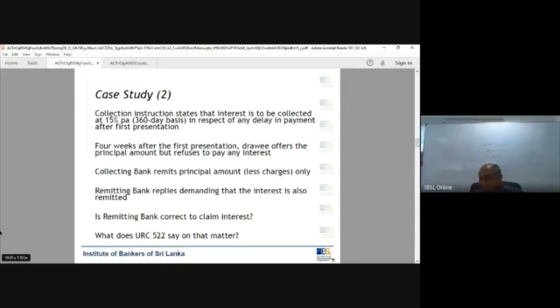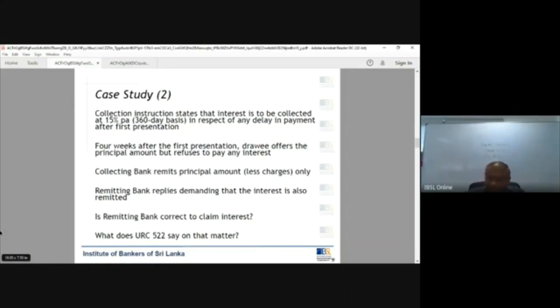Same question. Right? 4 weeks after the first presentation, drawee offers the principal amount and refuses to pay any interest. Collecting bank remits principal amount, less charges only. Remitting bank replies demanding that the interest is also remitted. Is remitting bank correct to claim interest?